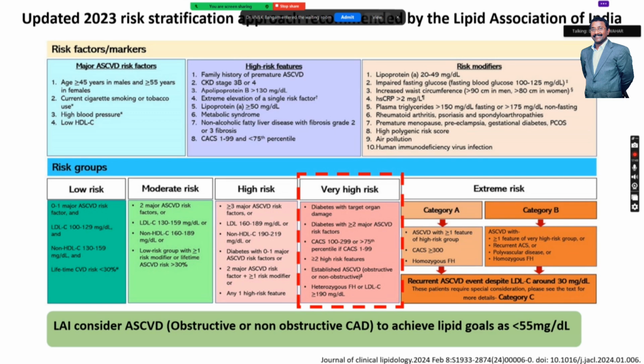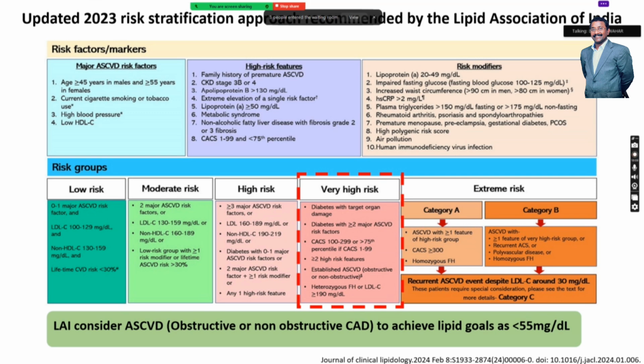See, if you look here, the 1st and the 4th are very common in all Indians, because we can't stop the age. So age more than 45 years is a major risk factor for males, and more than 55 years in females. That means post-menopausal women. Low HDL cholesterol.